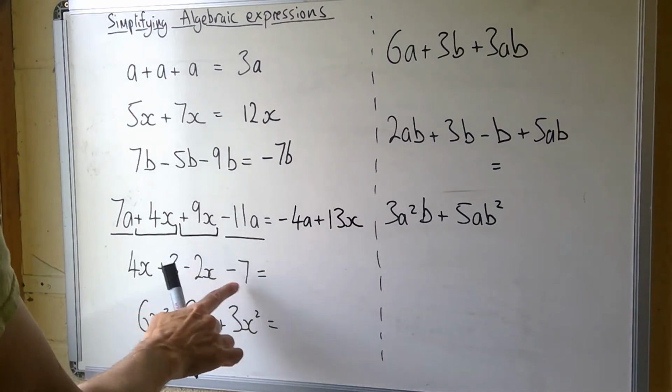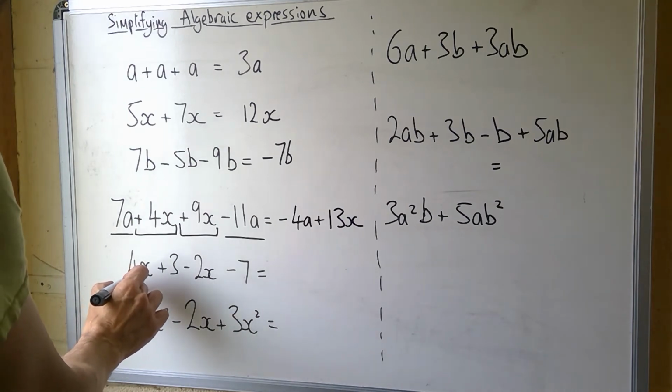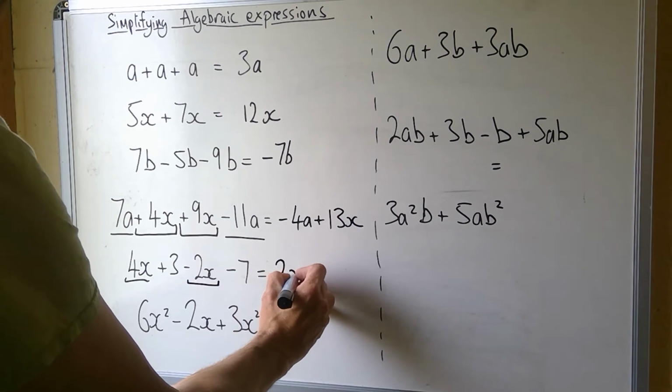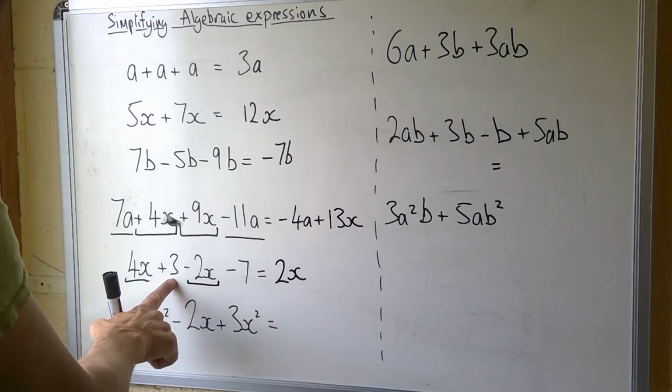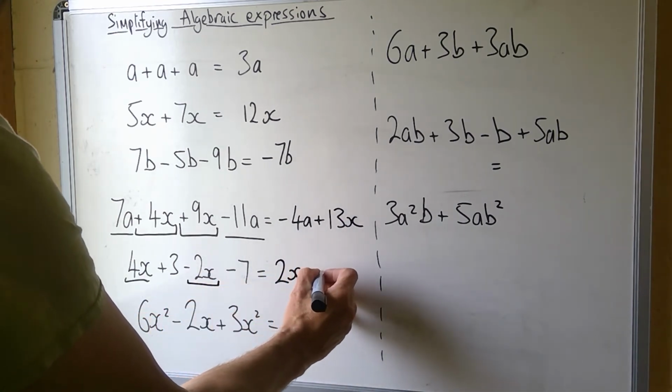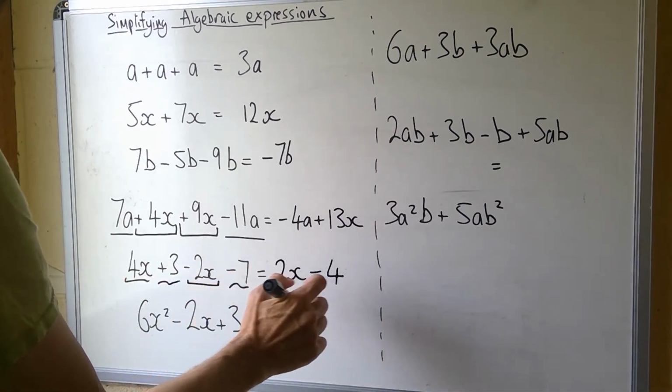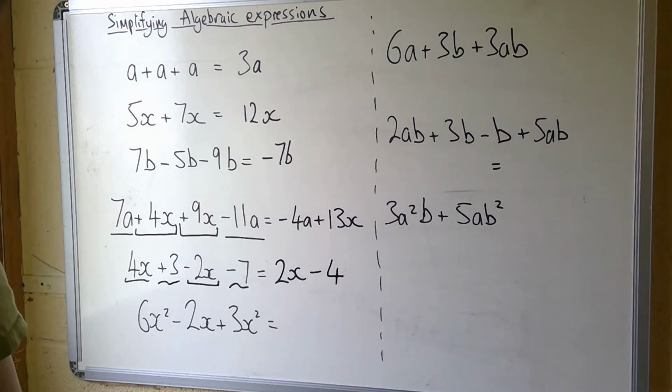Sometimes instead of having a letter, it might just be a number. So I'll look at the X parts first. So my 4x minus 2x would be 2x. And I've got plus 3 minus 7 would be minus 4. So the numbers would simplify to give one final number.